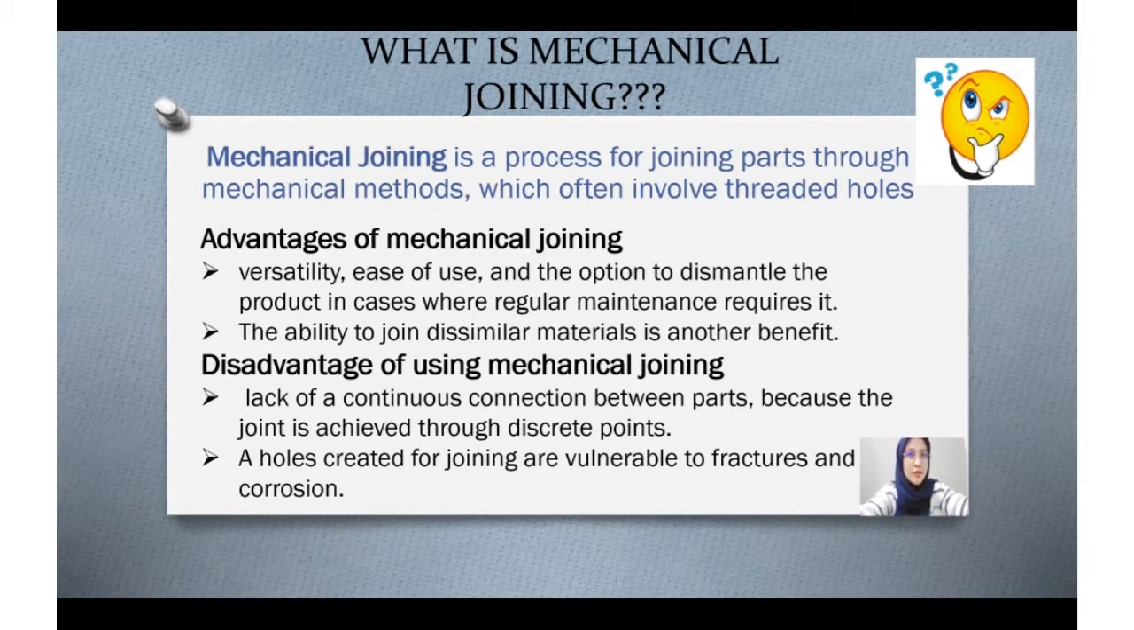The first one is versatility, ease of use, and the option to dismantle the product in cases where regular maintenance is required. The second one is the ability to join dissimilar materials. And the disadvantages of using mechanical joining are the lack of continuous connection between parts, because the joint is achieved through discrete points, and the second one is that holes created for joining are vulnerable to fractures and corrosion.